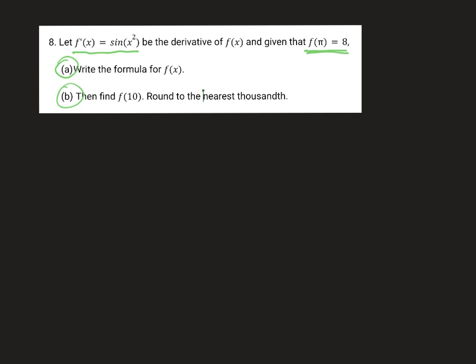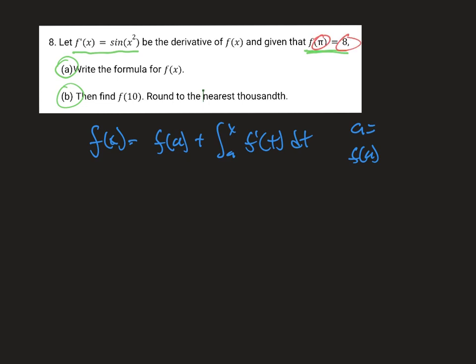Let me remind you about our accumulation formula. Our accumulation formula looks something like this. F of x equals f of a plus the integral from a to x of f prime of t dt. Right? That's what we're supposed to fill in. And essentially, our main job is to figure out what a is and what f of a is. And the good news is those are given to us. A is the number in the parentheses there, which happens to be pi, right? This is a, and f of a is 8.